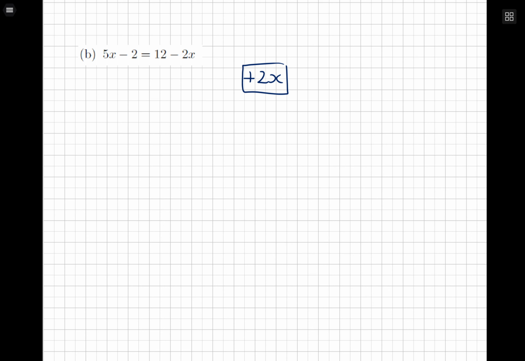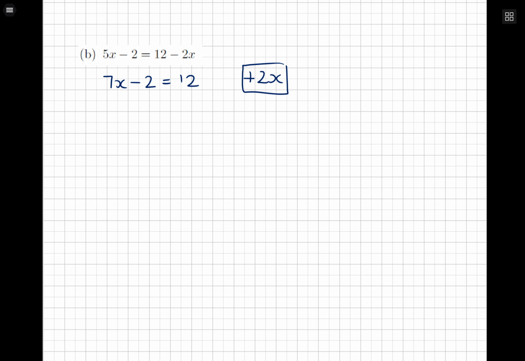And so on the left hand side we end up with 7x, because 5x plus 2x is 7x. We've still got that minus 2, and on the right hand side we have just got the 12, because the minus 2x plus 2x gets us back to nothing. Okay, next we've got to get rid of the minus 2. We always are trying to unwrap the prize of the x by basically doing the order of operations in reverse.